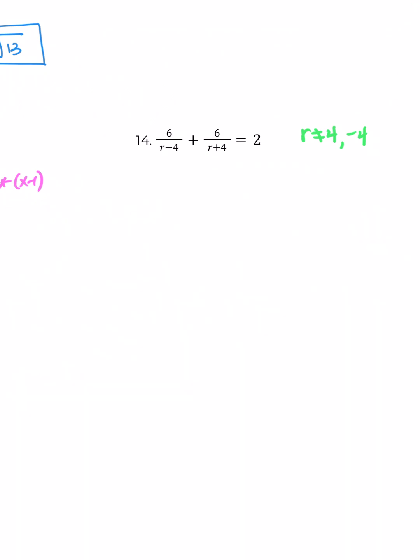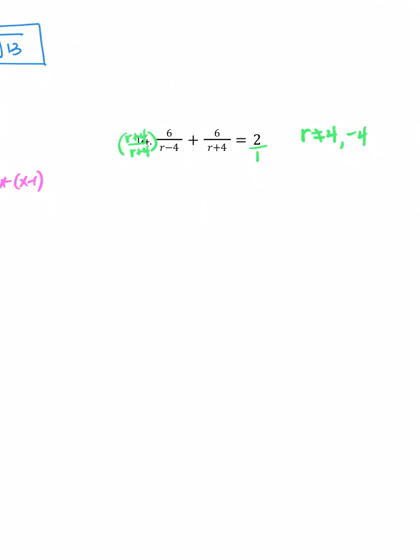Okay, I also notice there are 3 different denominators, right? The 2 is really over 1. So we want to get common denominators with everything. So our common denominator should be the product of r minus 4 times r plus 4. So we're going to multiply the first fraction by r plus 4 over r plus 4.